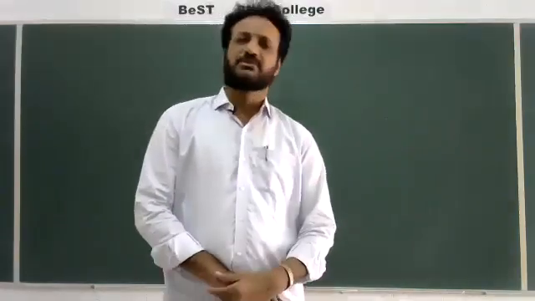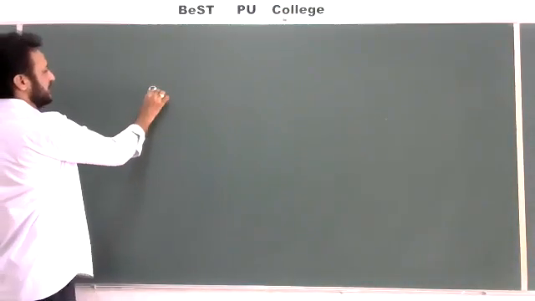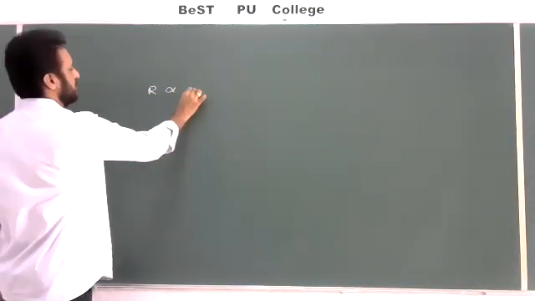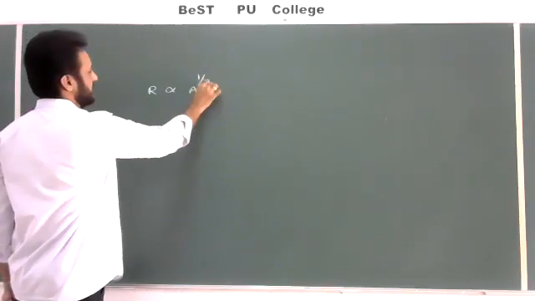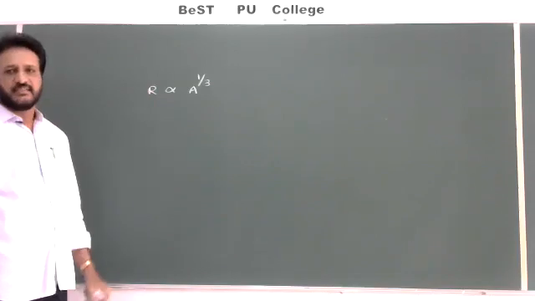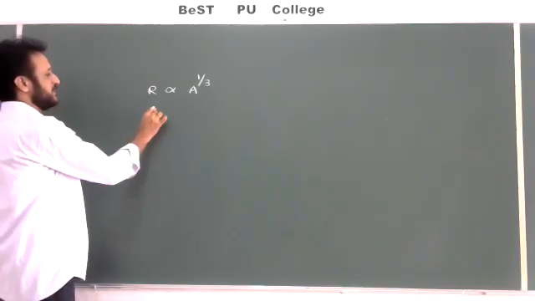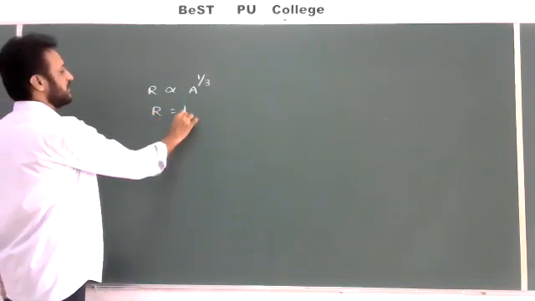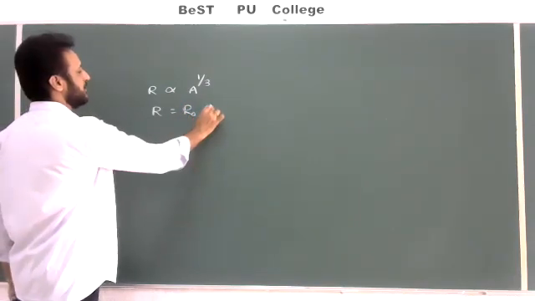For that, one formula is also given. The radius of the nucleus is always directly proportional to A to the power of 1 by 3, where A is the mass number and R is the radius of the nucleus. If you remove the proportionality, R is equal to R naught into A to the power of 1 by 3.